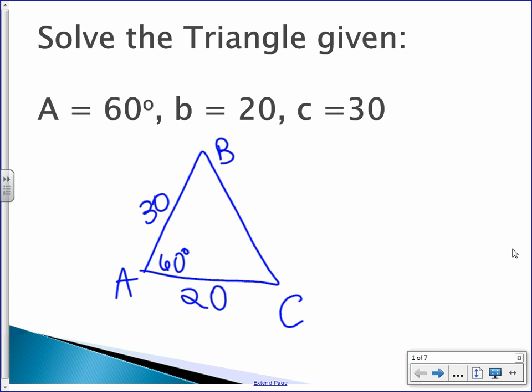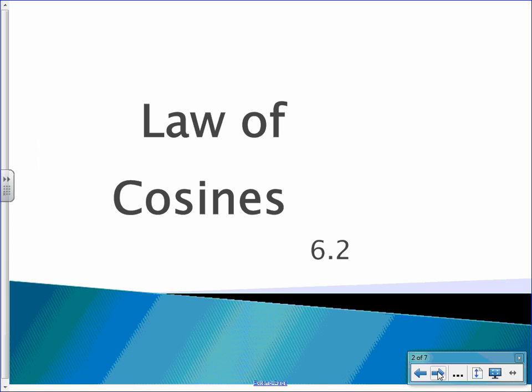Okay, that angle is in between our two sides. Notice for the law of sines that we have to have at least an angle side pair, right? This side, we don't know the angle. This angle, we don't know the side. This side, we don't know the angle. Okay, so this is not going to work. We need another set of tools, which is why we're going to talk about the law of cosines today. Okay?